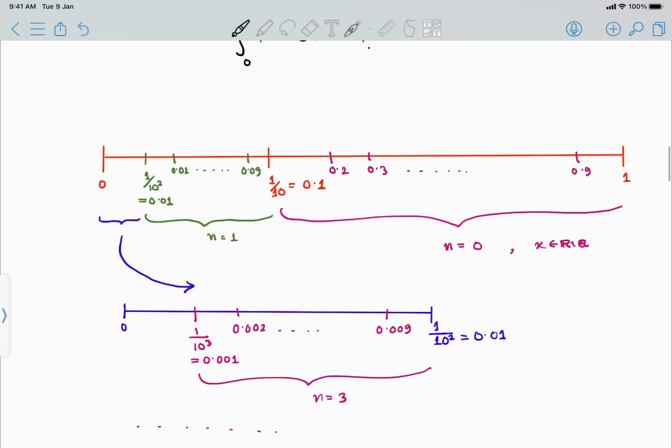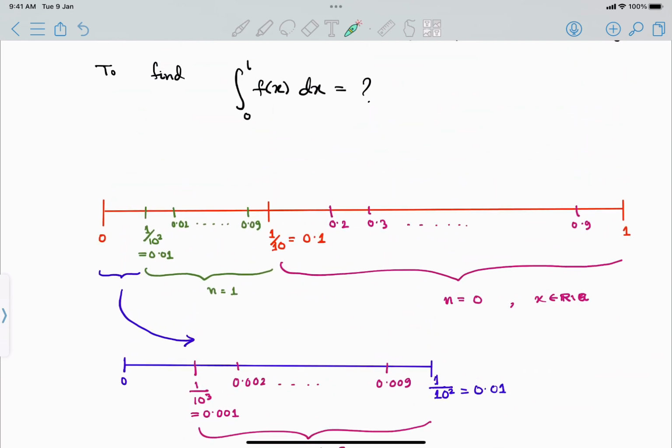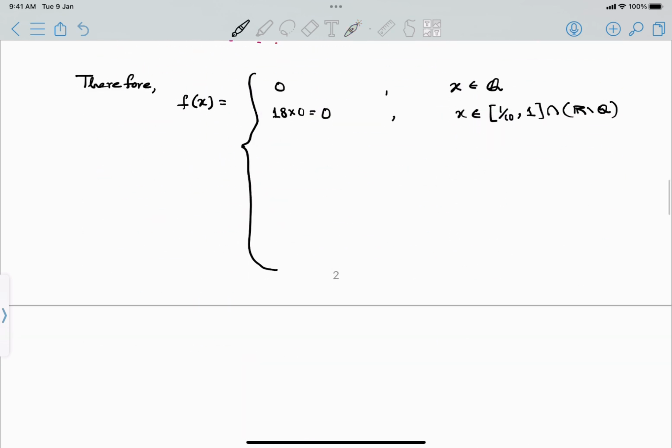Okay, now what happened from 1 by 10 squared to 1 by 10? This is 10 by 10 square, right? So from 1 by 10 square to 10 by 10 square, n is 1. So in this range it is 18 into 1 when x belongs to 1 by 10 square to 10 by 10 square, intersection R minus Q.